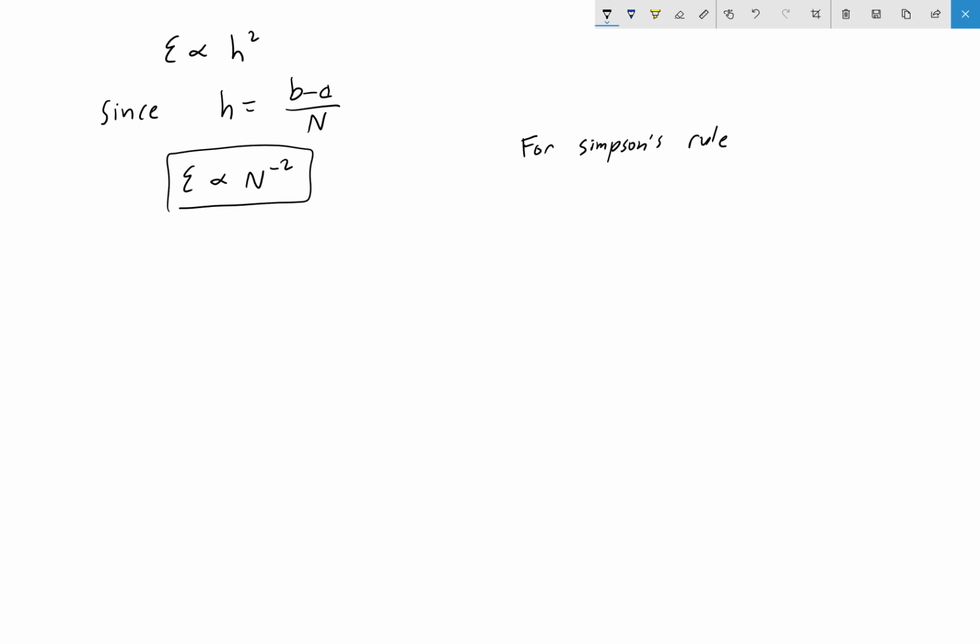It would take longer because we would have to include more terms in the Taylor expansion. But what we would end up getting when all is said and done is the error for Simpson's Rule scales like n to the minus 4. And that's actually a lot better. So Simpson's Rule is kind of your sweet spot for this kind of approach.